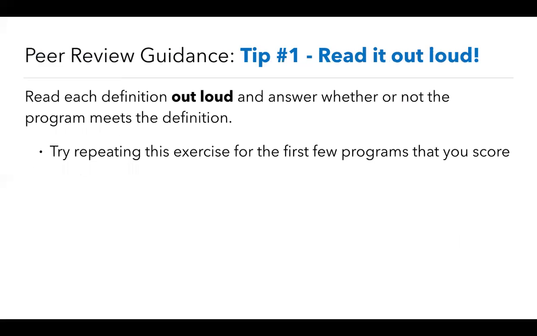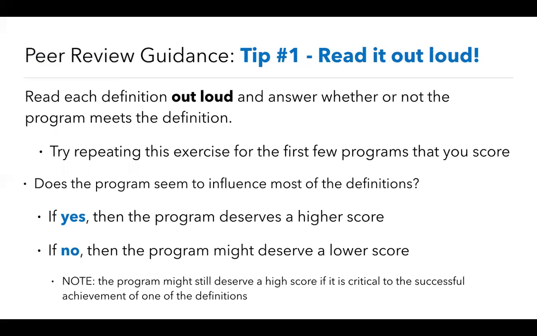So tip number 1 for getting through peer review is to read each definition out loud and answer whether or not the program meets the definition. So that'll just help you to get familiar with the definitions and how they apply to each program. Does the program seem to influence most of the definitions? Yes, then we're looking at a higher score. If no, then looking at a potentially lower score. However, one thing to consider is if a program is essential to one definition within a result area, it may still deserve a higher score depending on its influence on the overall success of that particular result area.